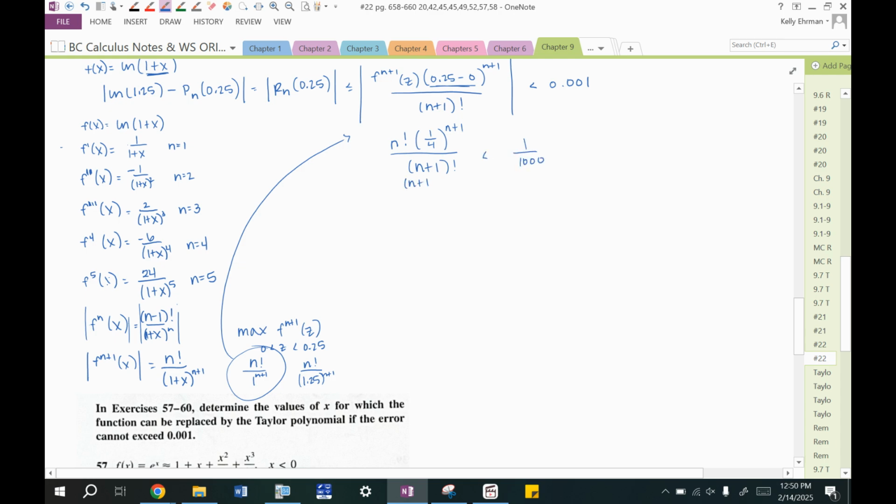We've done this a time or two now. N plus 1 factorial is n plus 1 times n factorial. So this n factorial can cancel with this one. And I'm going to bring the 4 down. So 1 over 4 to the n plus 1 times n plus 1 is less than 1 over 1,000. This is a good candidate for a non-calculator problem.